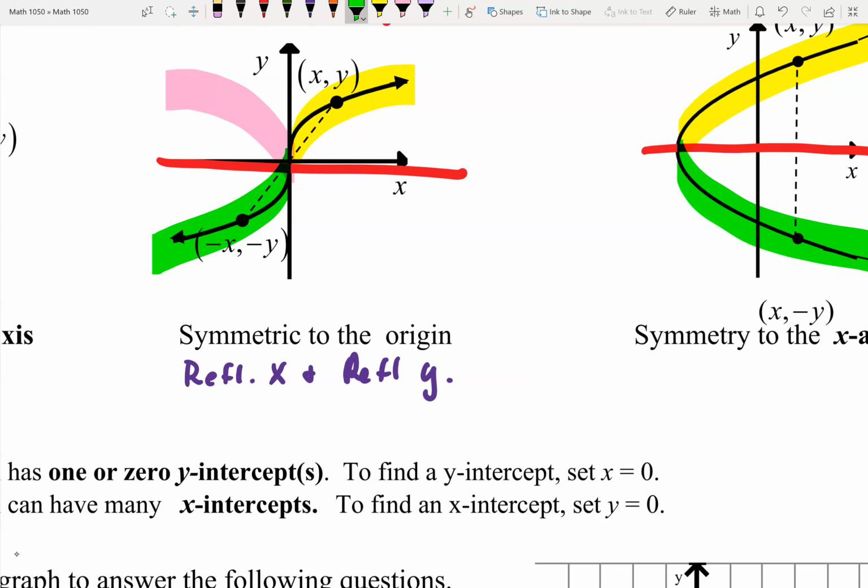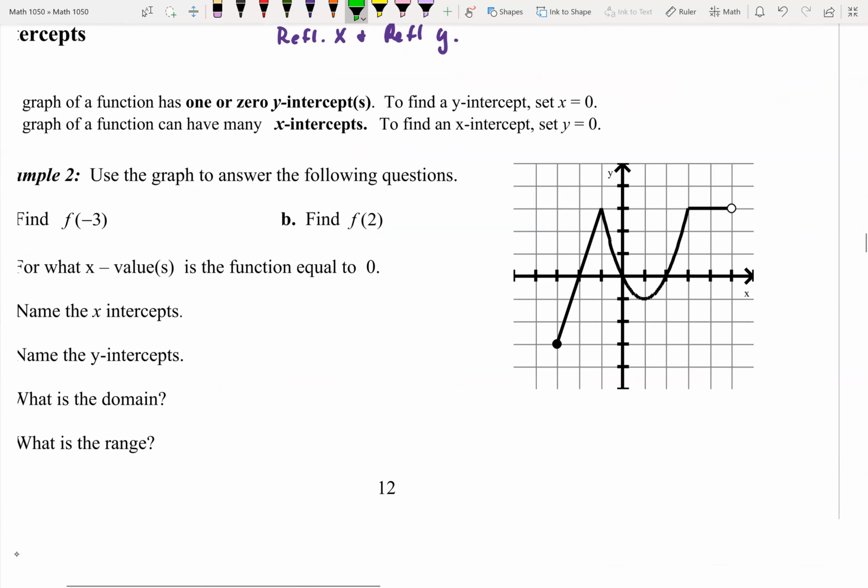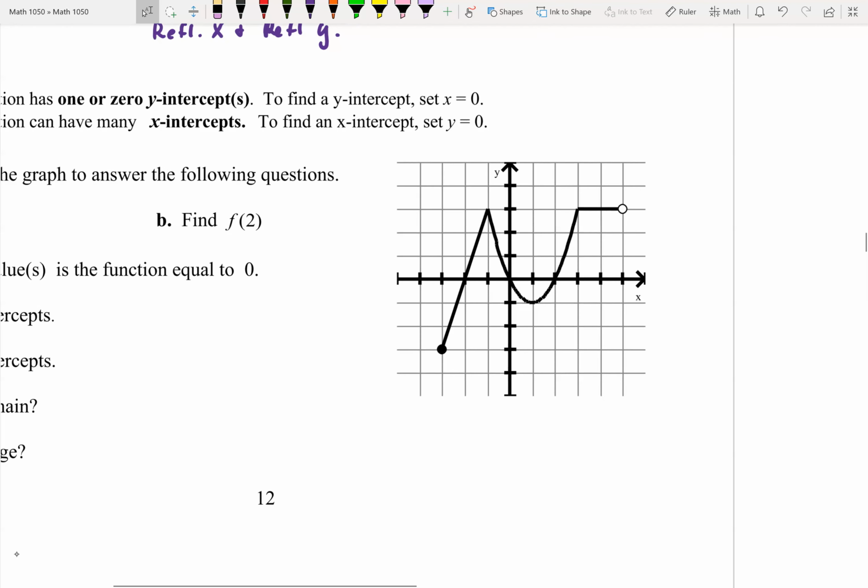Great. The graph of a function has one or no y-intercepts. Do me a favor and sketch a little xy axis right here, and then put two y-intercepts on that graph. A function cannot have those two dots on it. It can't have two y-intercepts. Someone shout out why. Tell me why.